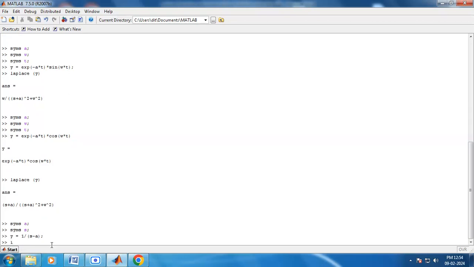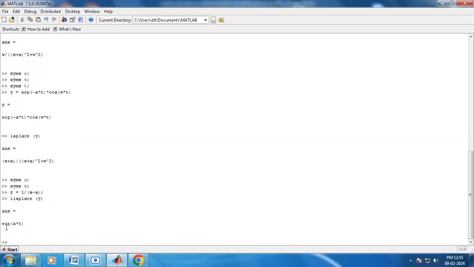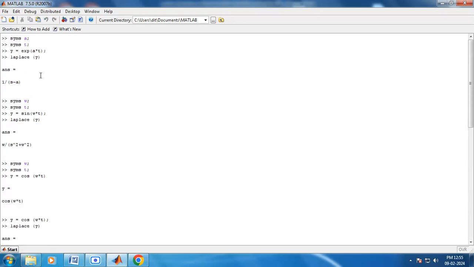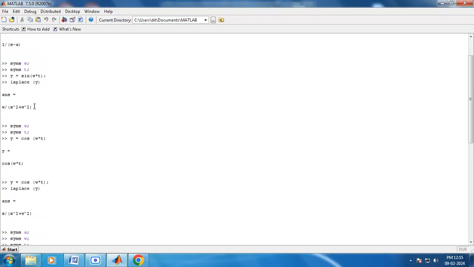Now for inverse Laplace I should write ilaplace of function y. We should not put a semicolon here. Here it is coming exponential of a into t. So this was the function, so it gets verified. In the same manner, we will verify the result of the Laplace. In the next case, we will take this example.